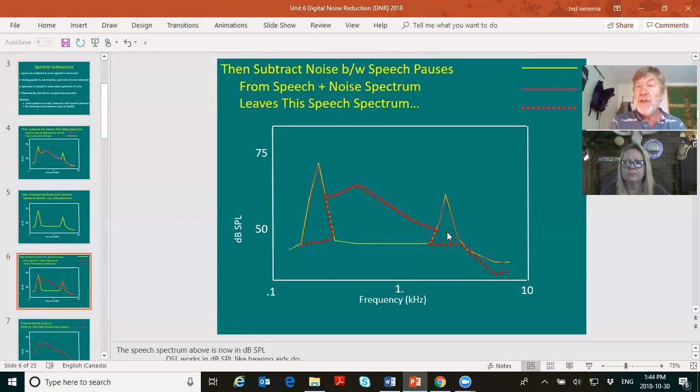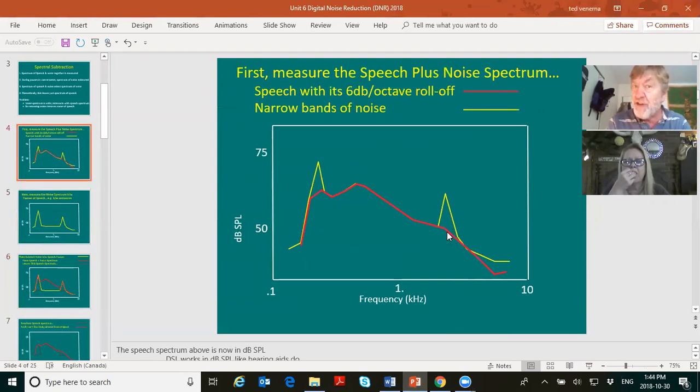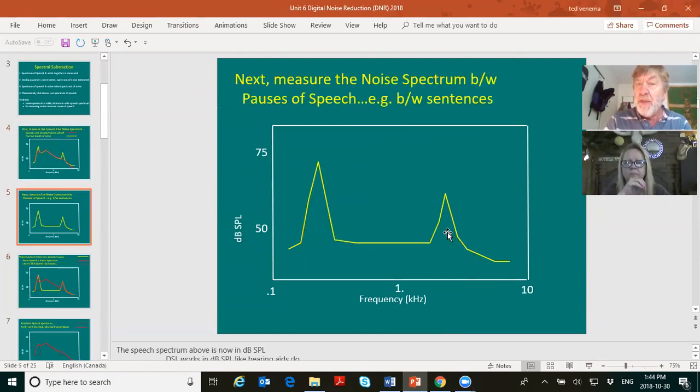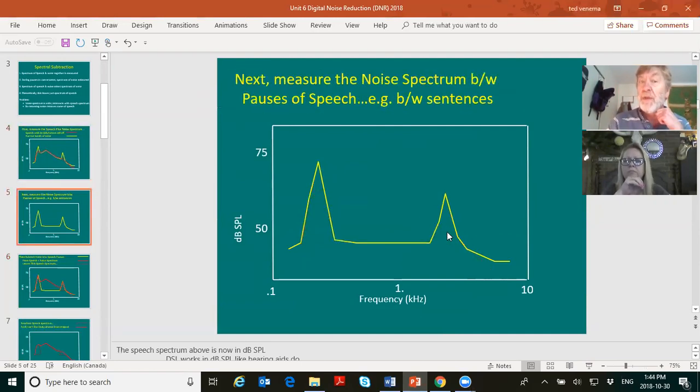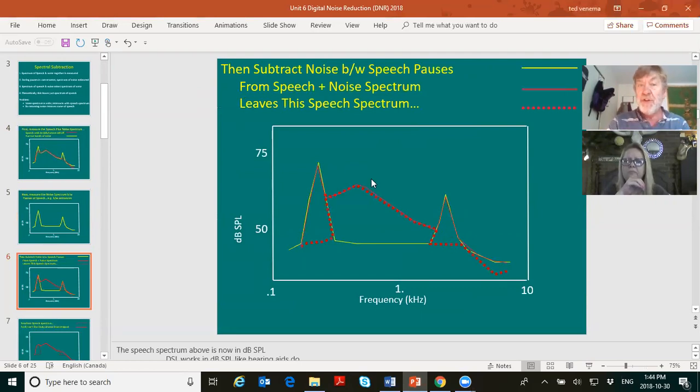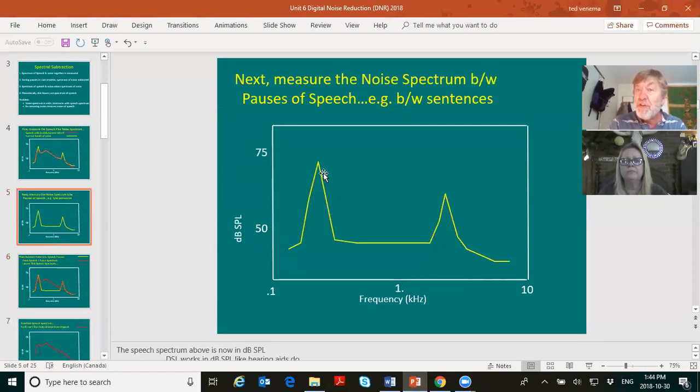So if you take this, you subtract the noise between the speech pauses from the speech and noise spectrum together, it'll leave you with the dotted line. In other words, take the combination of the speech plus the noise spectrum, then measure just the spectrum of the noise between pauses of sentences. So subtract the yellow from the combo of both, and you'll end up with this. You lost some here, and you lost some here, but the main part is still left alone because your noise spectra was narrow. It was just these narrow things here.